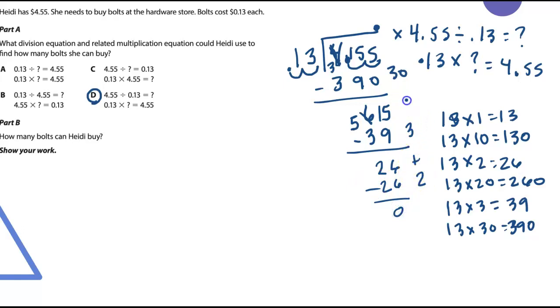So now I can add these partial quotients together. 30 plus 3 is 33, plus 2 more is 35. So Heidi can buy 35 bolts. Okay? All right. Last question.